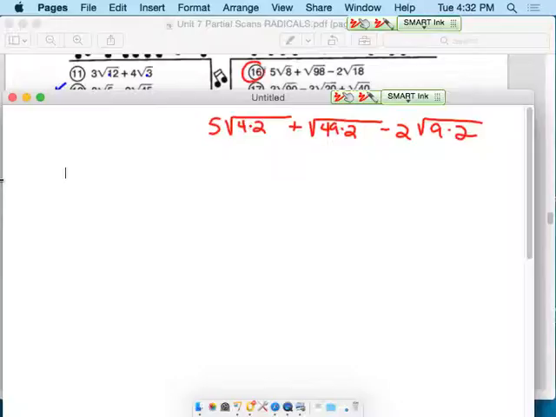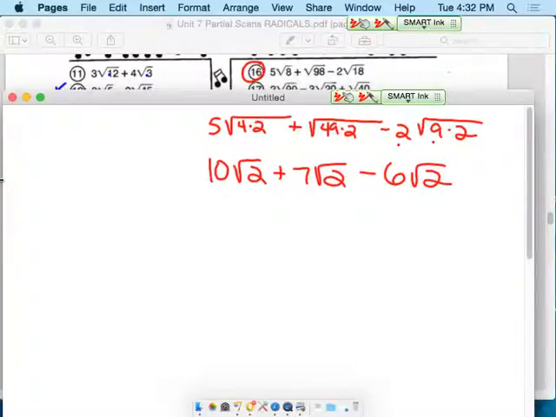All I've done in number 16 is simply rewrite each radicand so that the perfect square is obvious to me. For the first expression, the square root of 4 is 2, but I would need to multiply it by the 5 that's already sitting out there. And then the second expression, and then the third expression, well, I have the 2 sitting here, so I would multiply that by the square root of 9, which is 3. And now I have like radicands, so my job is to simply combine all of the numbers that are sitting outside. So I have 10 plus 7, which is 17, minus 6, which is 11.